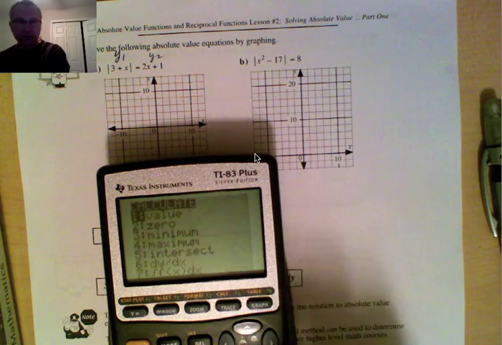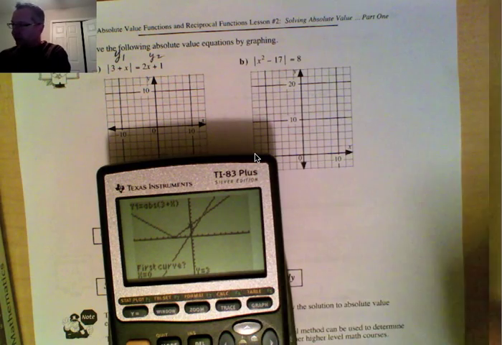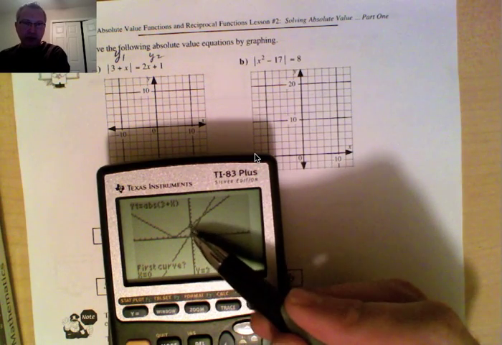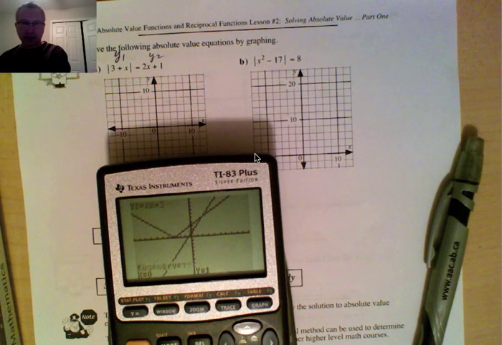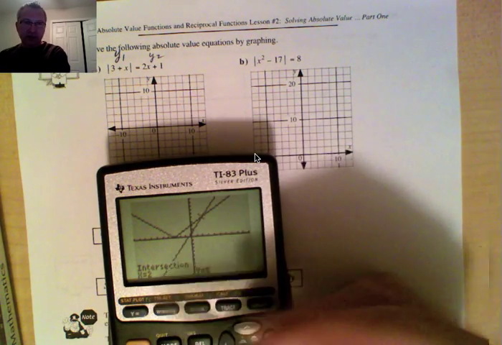So we're going to go second function trace. We're going to choose number 5. We are kind of close to our point of intersection here, so I'm just going to hit enter. It's going to jump to my line, and I'm going to keep hitting enter, and it says the x value at this point of intersection, I have an x value of 2.